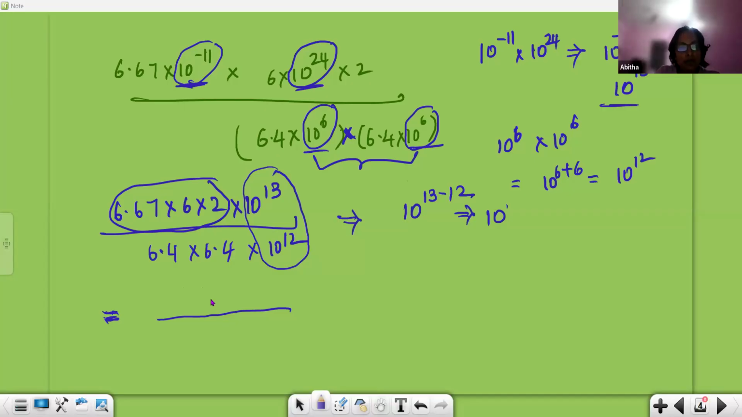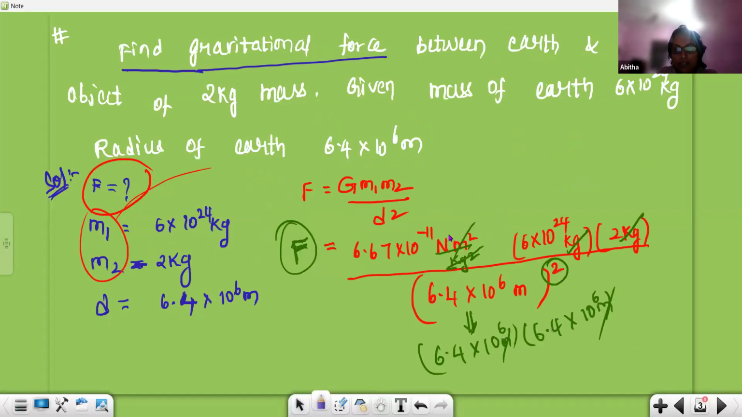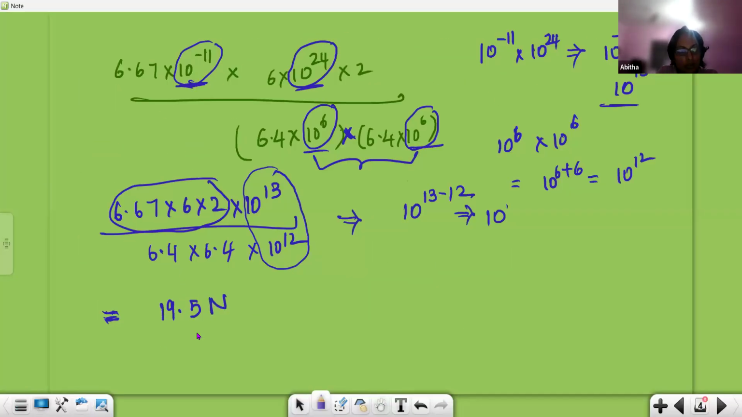That's okay. You can do it later also. Its numerator value is 10, and in the denominator you have 6 point whatever. So on final calculation, you get a value of 19.5. And what is the unit we are left with? All the units cancel and we are left with Newton. So the final unit is Newton. So this is our answer.